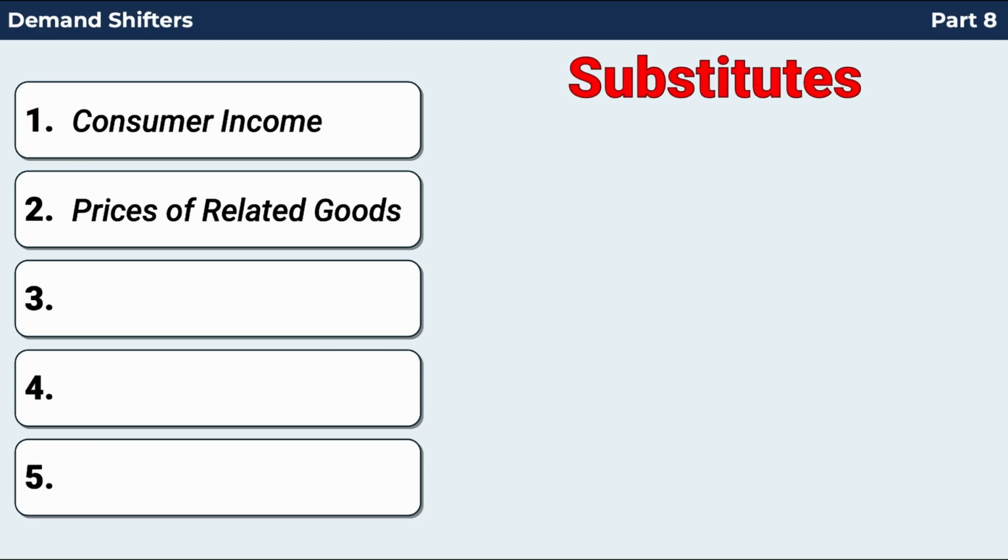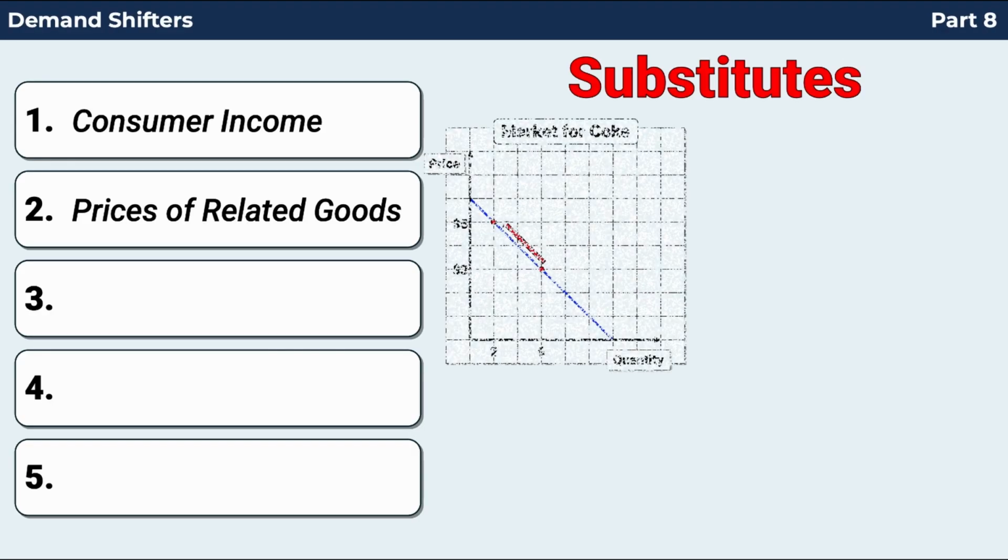So these are goods that you consume instead of one another. You don't consume them together, you consume one or the other, but you don't consume both. And a really good example I like to use is Coca-Cola and Pepsi, because they're basically the same thing. You don't buy both of them, you buy one or the other based on the price. Or I guess if you have a preference, but they taste the same. Let's look at the market for Coca-Cola.